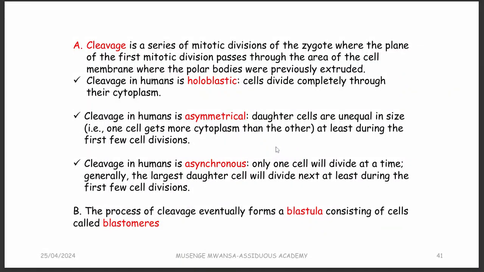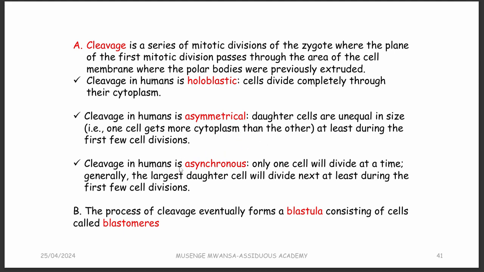So as a quick summary, what is happening? There is cleavage happening, right? Cleavage is a series of mitotic divisions. The zygote, remember, undergoes mitosis. Mitosis is multiplicative: 2 cells, 4, 8. And cleavage in humans is holoblastic, meaning that the cell is going to divide completely through the cytoplasm. And it is also asymmetrical. Daughter cells are unequal in size. One of the cells is going to get a bigger cytoplasm than the others.